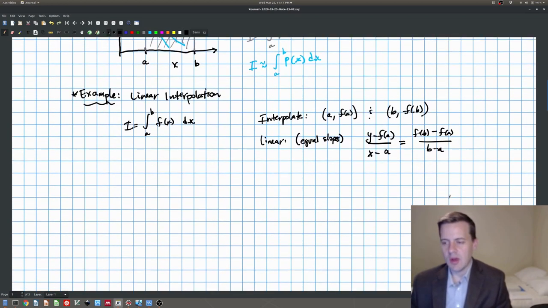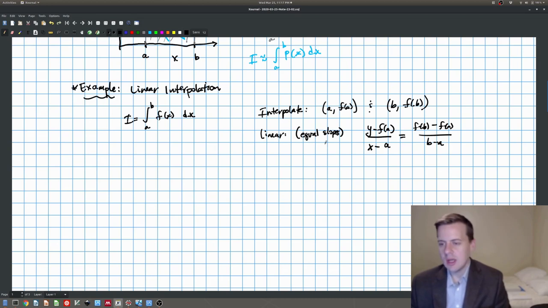All right, so that's how I do linear interpolation, and I simply need to rearrange this to solve for y. So I'm going to say y is equal to, I just multiply by that piece, move it over. So I have x minus a multiplied by the slope, f of b minus f of a divided by b minus a, plus the top part on top there, f of a. And then this is my polynomial function, p of x. All right, so I've now found my polynomial.